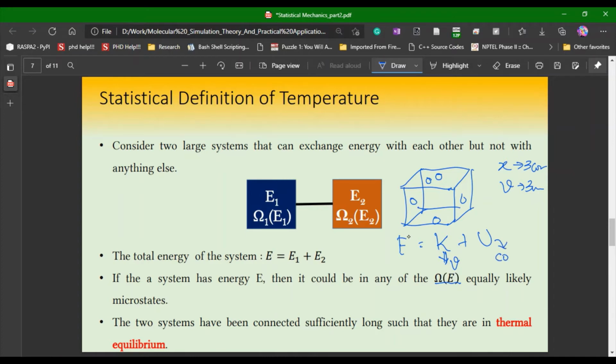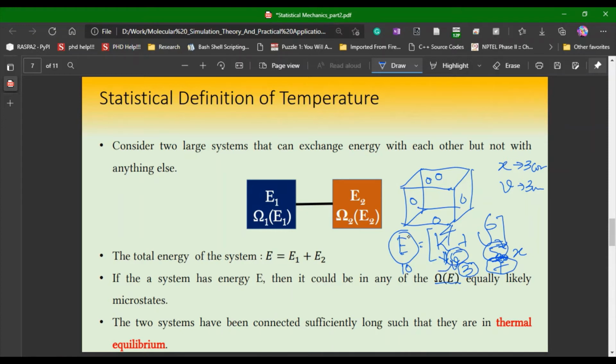You can have any possible combination of velocity and position that leads to the summation of both these energies such that the total energy is fixed. For example, the total energy can be 10. The kinetic energy can be 4 and the potential energy 6, or 5 and 5, or 3 and 7. The microstates corresponding to a kinetic energy of 3 and potential energy of 7, or a kinetic energy of 5 and a potential energy of 5, all contribute to a certain total energy E.